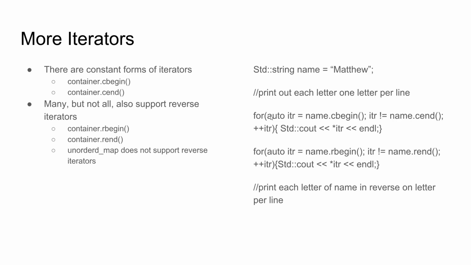So I could say for auto iterator equals name.cbegin, iterator doesn't equal name.cend, plus plus iterator, and I can print it out. Again, this would be it going through the reverse. I think there's also a crbegin and a crend for constant reverse iterators as well.